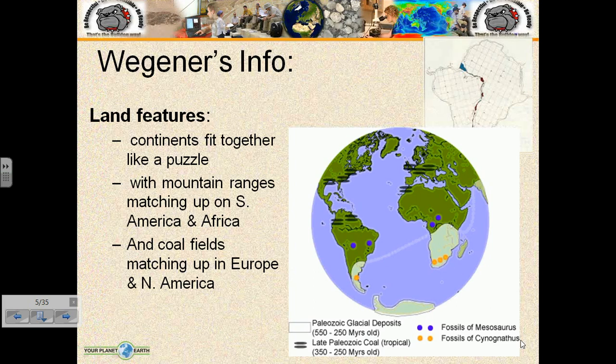Now, Wegener had several pieces of information to support his claim. One was to look at the land features. Specifically, you notice that the continents fit together like a puzzle. He also noticed that mountain ranges seem to match up between South America and Africa. He also noticed that there were coal fields that matched up in Europe and North America.